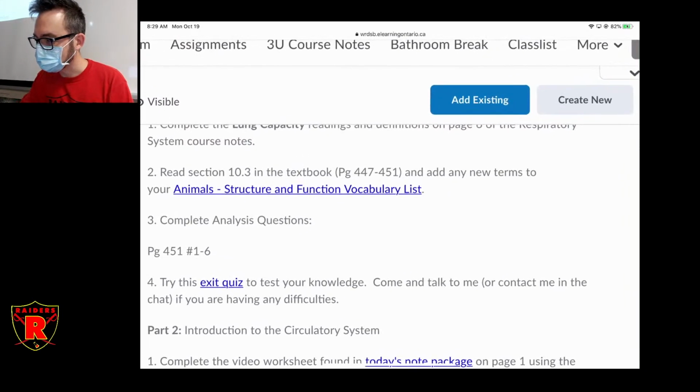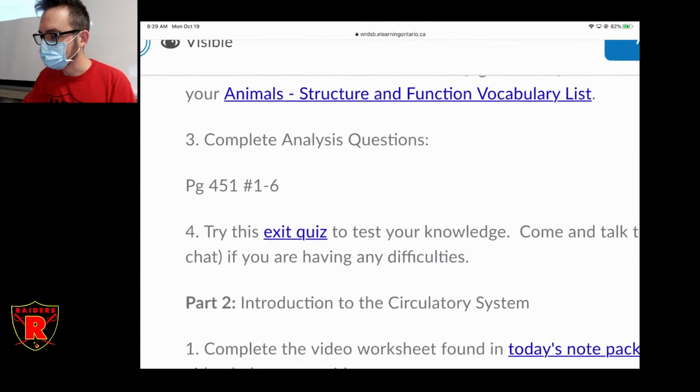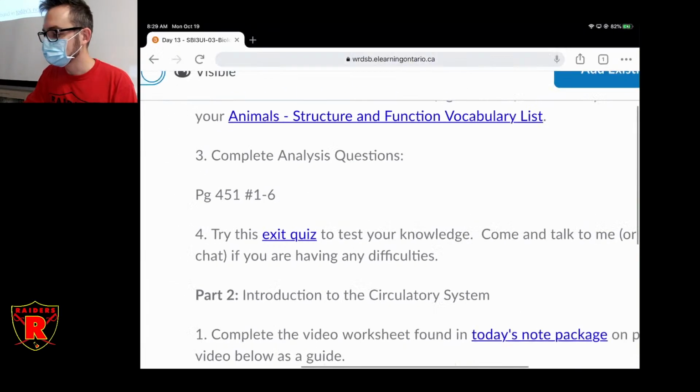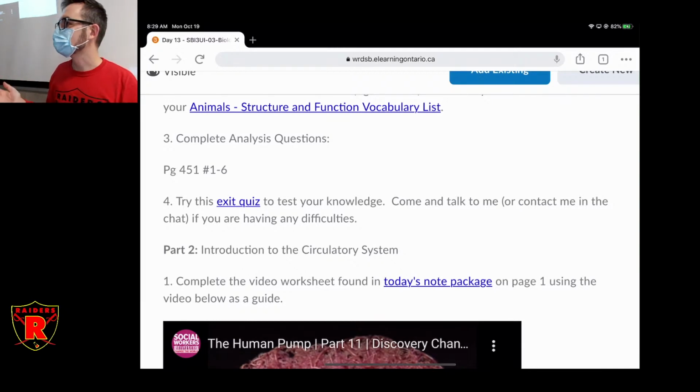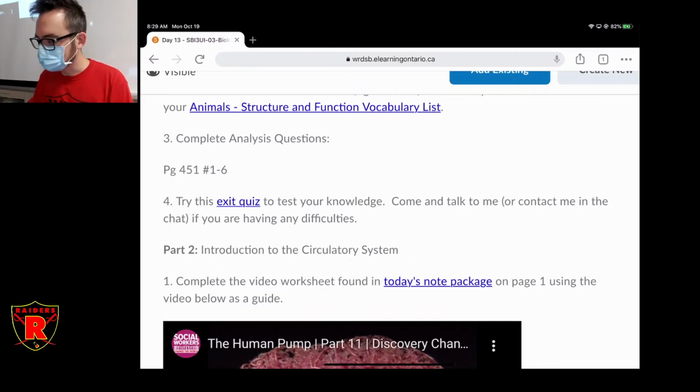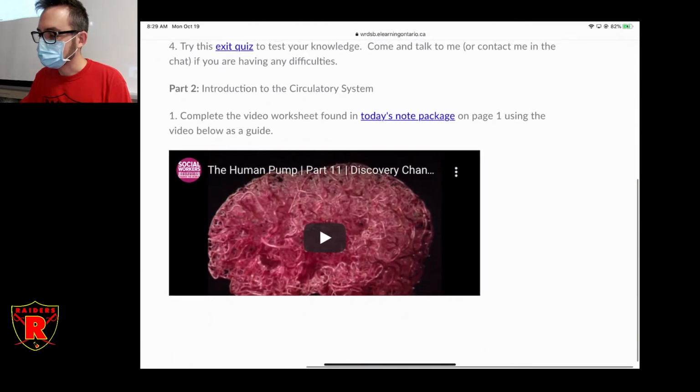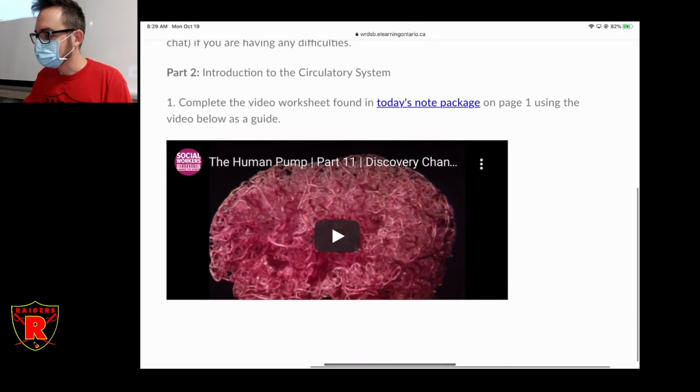Here you can add any new vocabulary to your vocabulary list, and then there are some questions that you complete at the end. I have a little exit quiz here. Again, these exit quizzes are never for marks, but they're just a little indicator to you. Have a look through there and make sure that you're familiar with all the material you come across. And then the second part of this, when you're done that, is a little video here.